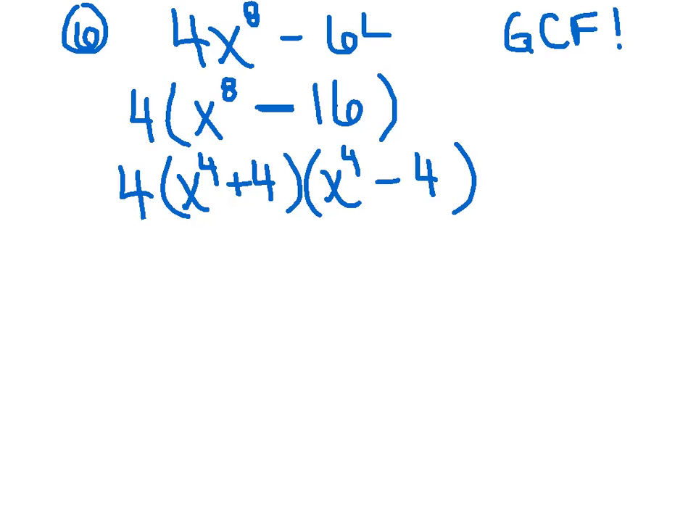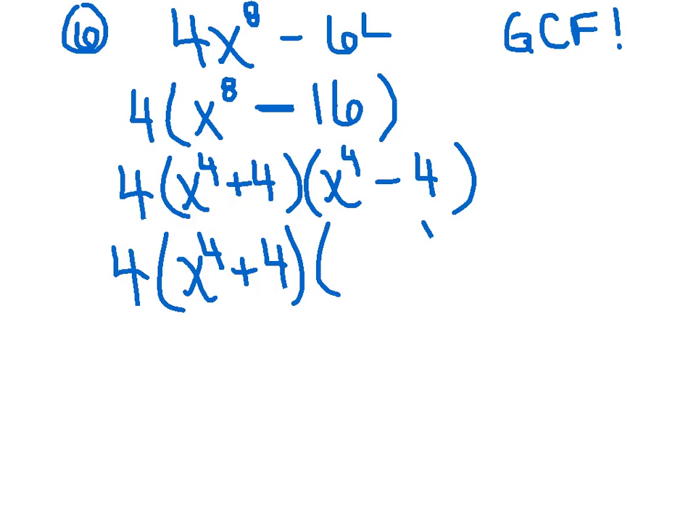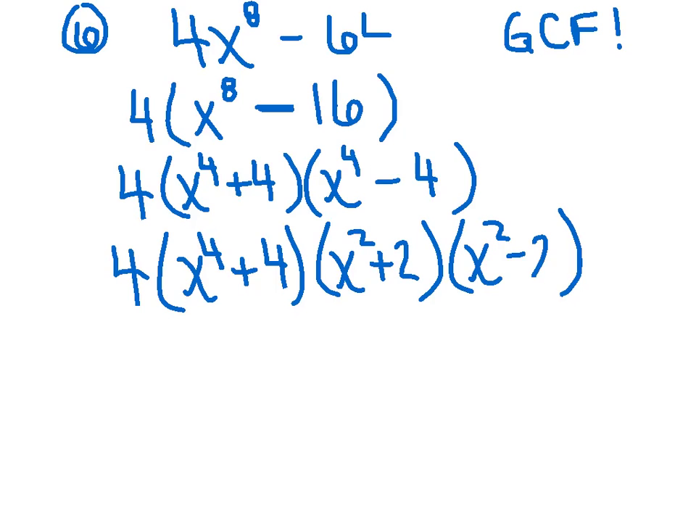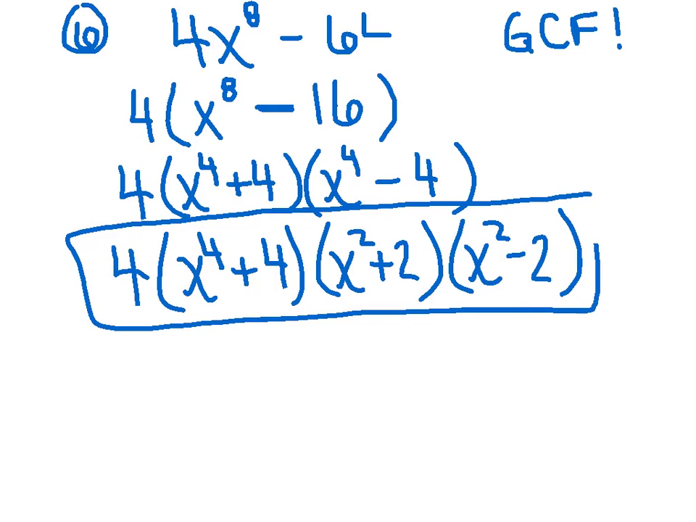And we're not quite done. Now, x to the 4th plus 4 is not factorable. However, x to the 4th minus 4 is another difference of two perfect squares, and I'm going to go with x squared plus 2 and x squared minus 2. And now we could put our official stamp on it and say that this expression here is factored completely.